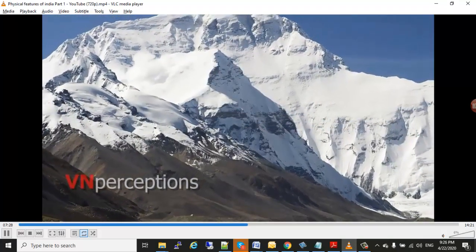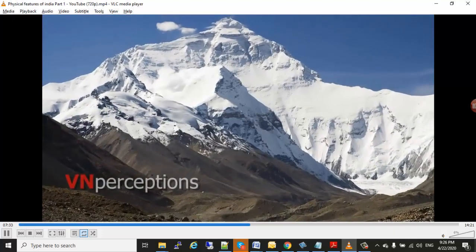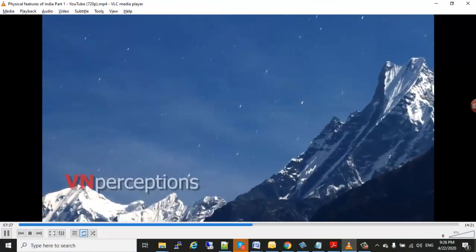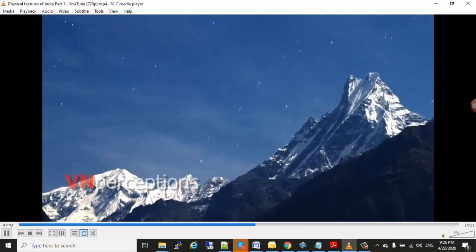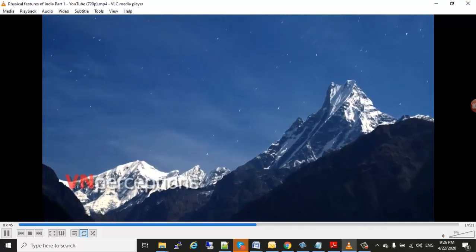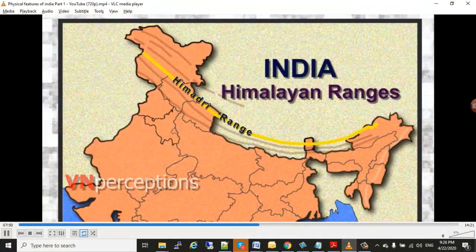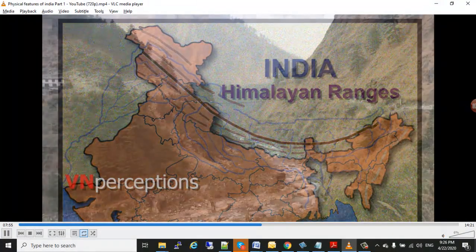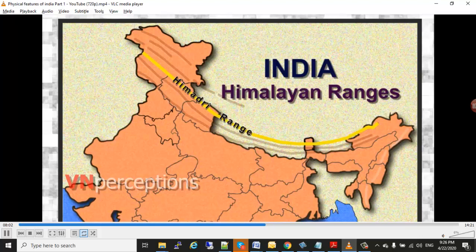Many peaks exceed 8,000 meters, and it is a source of a large number of glaciers of varying dimensions. When I say glacier, it refers to a huge mass of moving ice. Though it is described as the longest range, it is not continuous, because a large number of rivers originating in the north of this range cut across it in deep gorges and move towards the south. However, compared to the outer range, the Himadri is more massive.